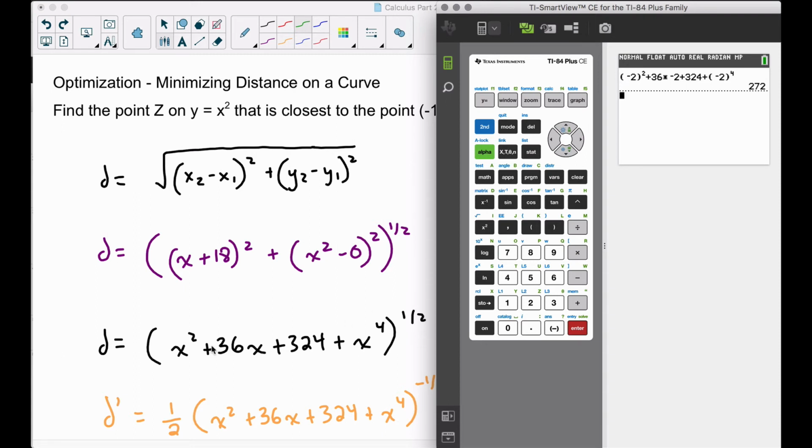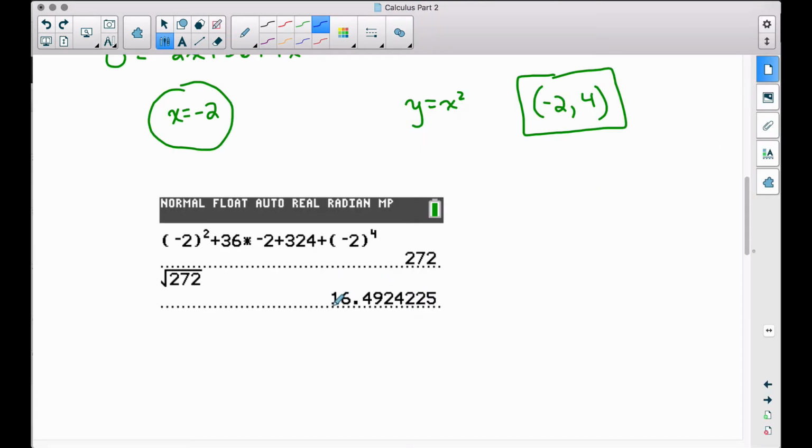Plugging in -2 into the stuff on the inside of the parentheses is 272. That is getting raised to the 1/2, so we do want to take the square root of 272. Now you may need to simplify this radical. So an approximation is around 16.5 units, but again, simplifying this radical, 16 times 17 is 272. We can take the square root of 16, and therefore we have 4 square roots of 17. This is our exact distance between the point (-2, 4) and that other point that was sitting off the curve, (-18, 0).